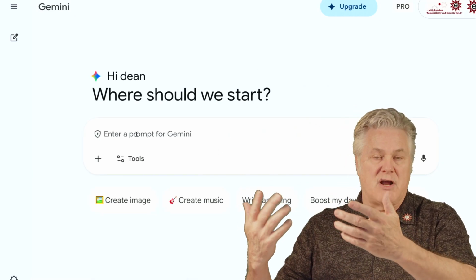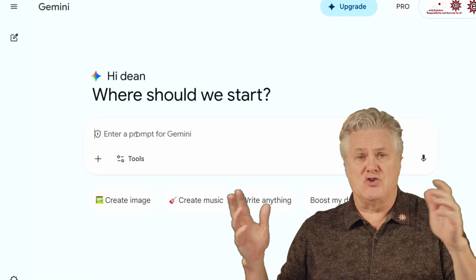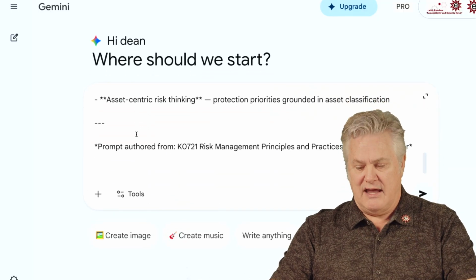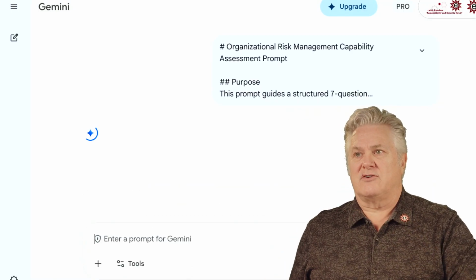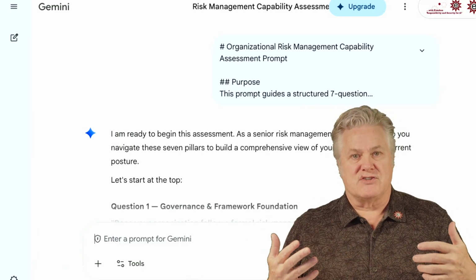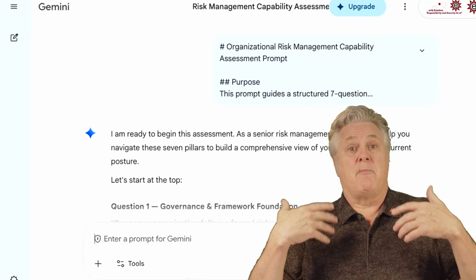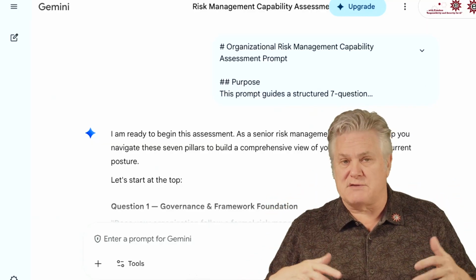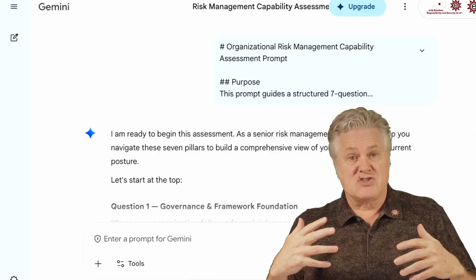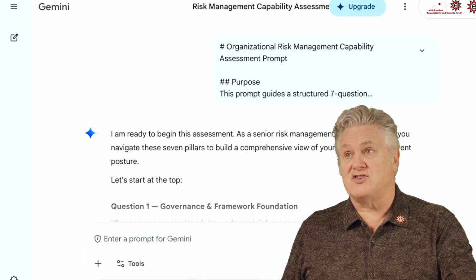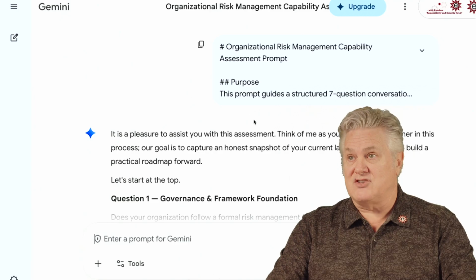This happens to be Gemini. You could use OpenAI, you could use Claude. It really doesn't matter. I'm going to paste that into this entry, hit enter, and then it's going to ask me questions about my organization that are valuable for my risk assessment, or whatever the topic is. It's going to ask you questions so that you can articulate for your organization. You'll go through that and answer honestly.